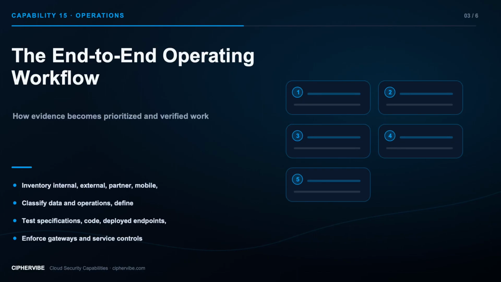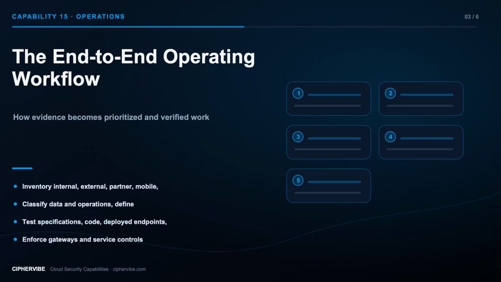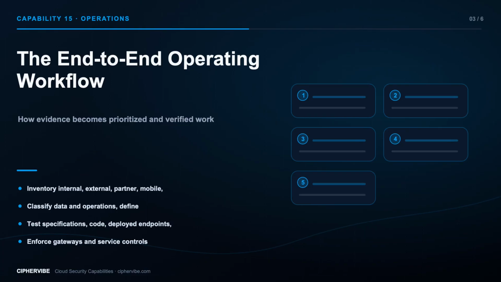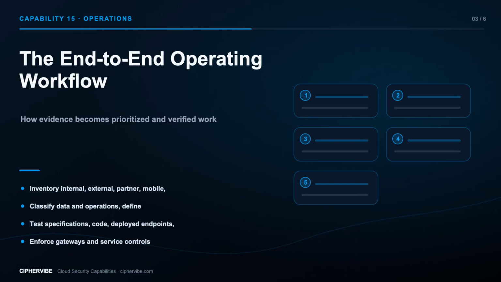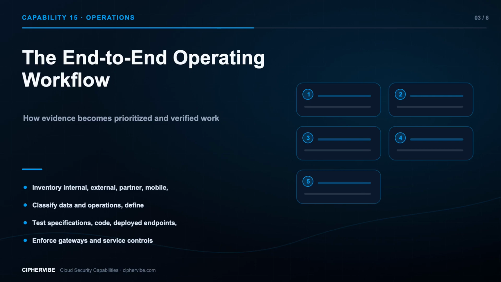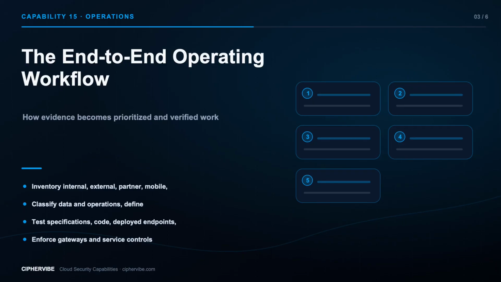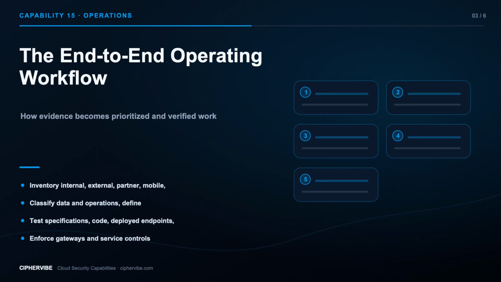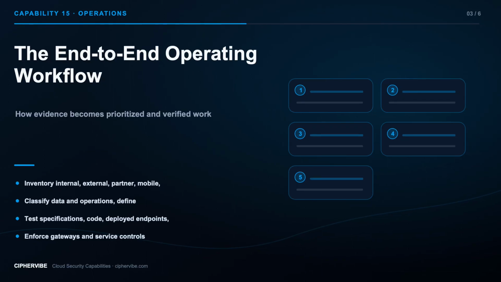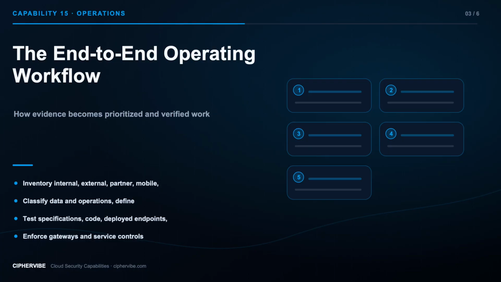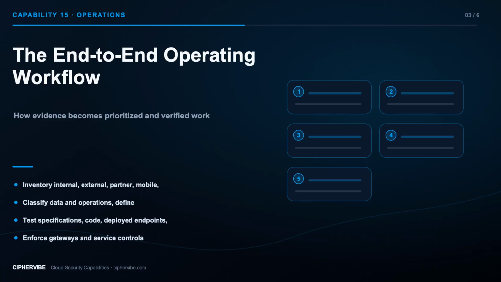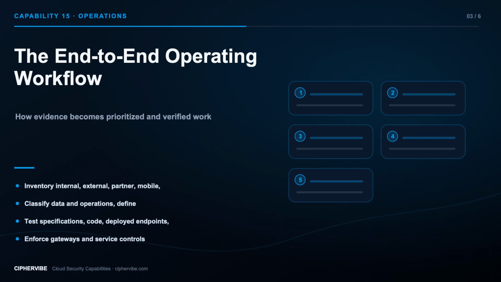First, inventory internal, external, partner, mobile, legacy, GraphQL, event-driven, and machine-to-machine APIs with owners and environments. Second, classify data and operations, define authentication and object-level authorization, and document trust boundaries. Third, test specifications, code, deployed endpoints, business flows, negative authorization cases, and abuse scenarios. Fourth, enforce gateways and service controls for identity, validation, quotas, rate limits, logging, and policy.